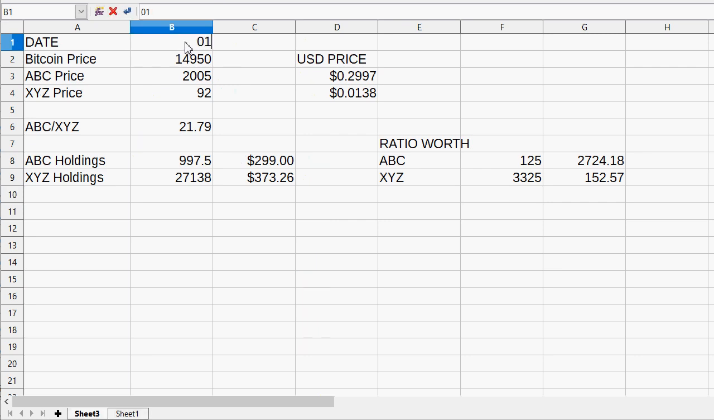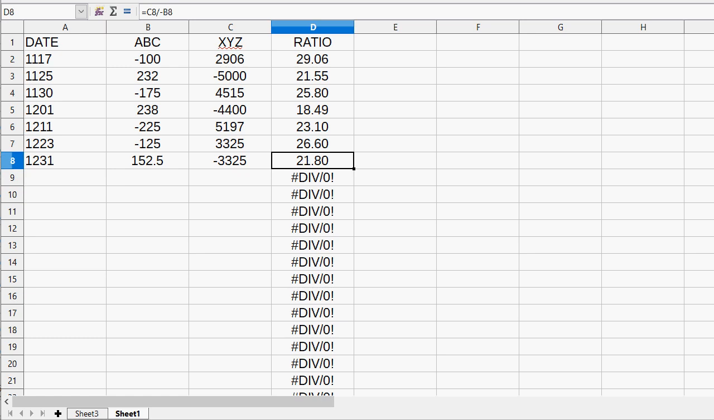But then say the next day it just happens again. Bitcoin goes up big, 17,750 on the next day. New Year's Day, we'll say. And this goes down to 1605. And this goes down to, say, 75. So the ratio was 2140, which hasn't changed much.